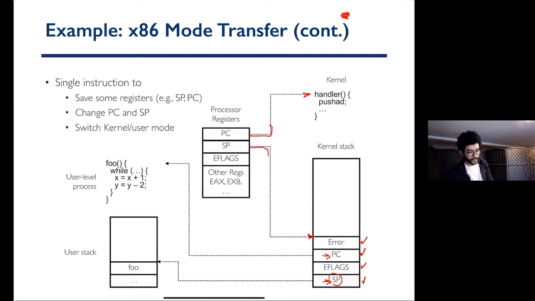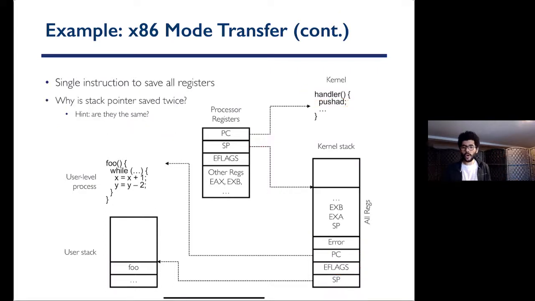Now, in x86 again, usually the first thing that we do inside our handler is run this push AD instruction. And what does push AD do? Push AD basically pushes all the registers to the stack. So now the stack pointer is pointing to the kernel stack. If I execute push AD, I'm going to make a copy of all the registers.